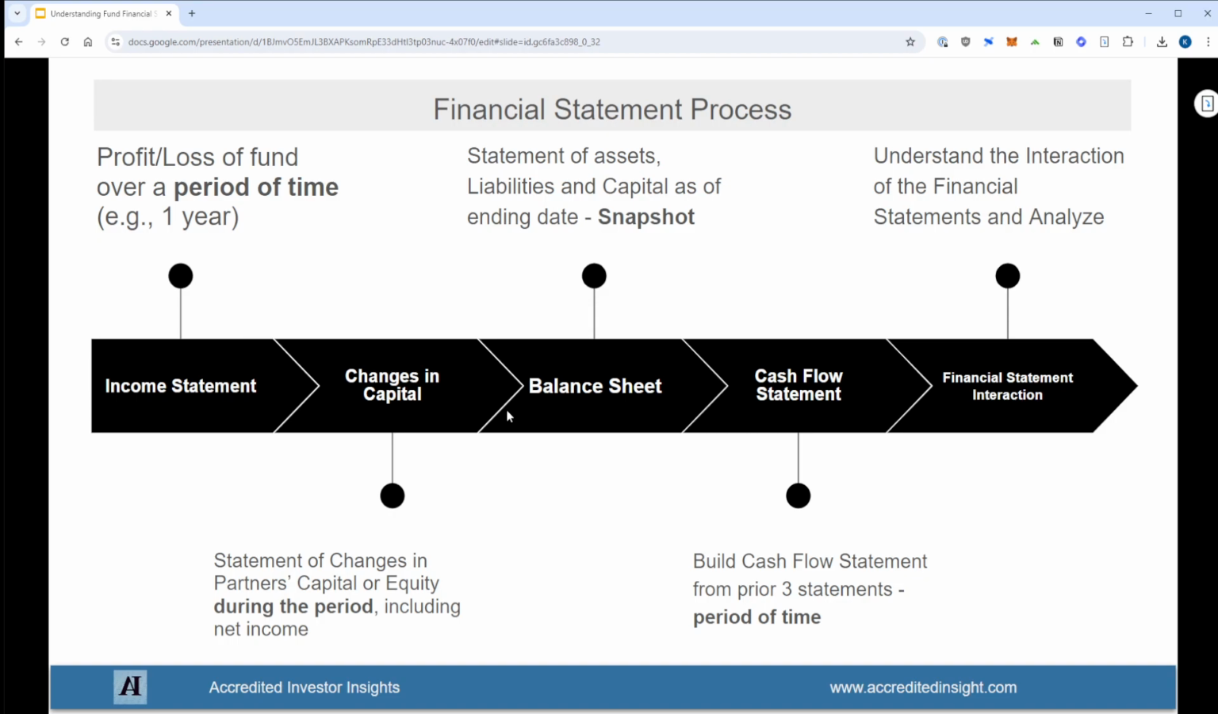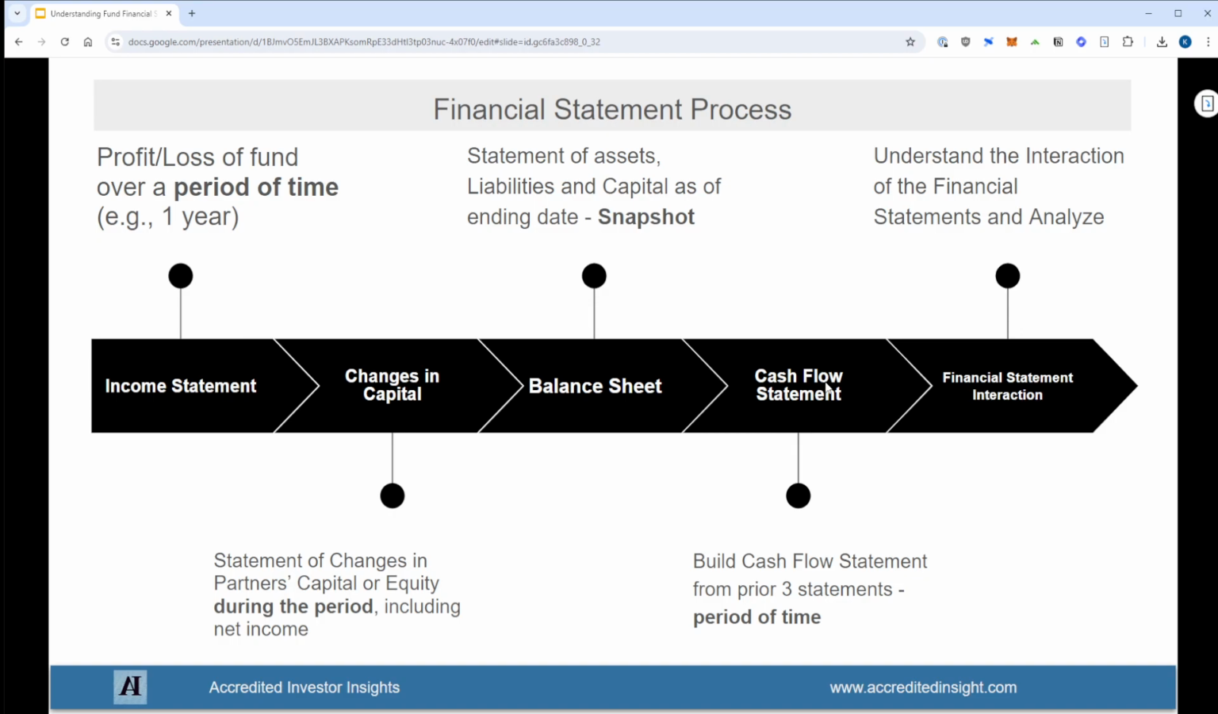In fund parlance, that's called the statement of assets, liabilities, and partners' capital, or members' equity. This is different in the respect that it's not a flow statement. So this is just a snapshot in time at the end of the period, at the end of the year, end of the quarter, whatever period is being covered.